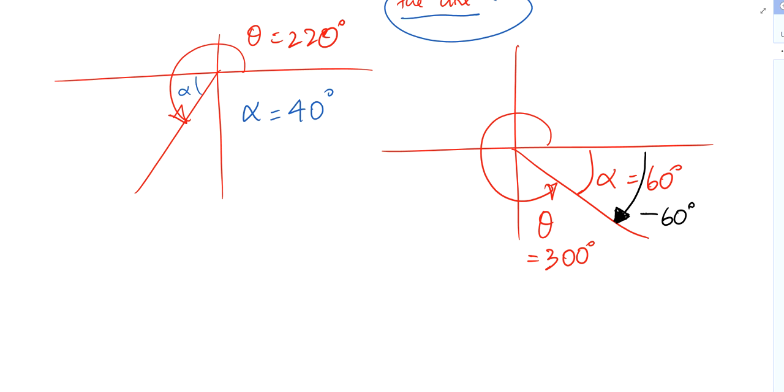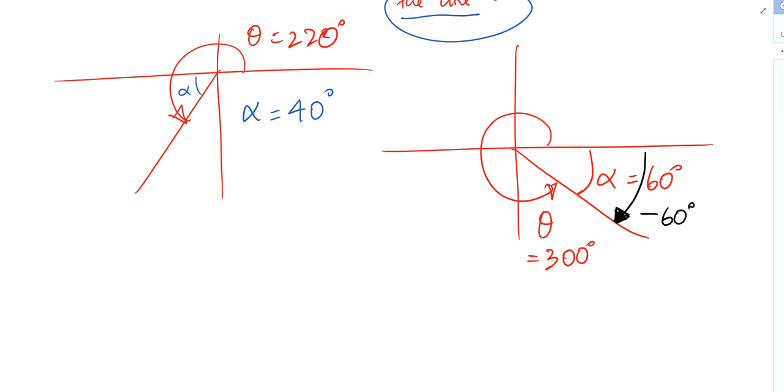What this means is that, you need to remember this, positive 300 degrees is the same as negative 60 degrees, because they represent the same thing. They all represent a line looking like this. So take this with you first: positive 300 degrees is the same as negative 60 degrees.